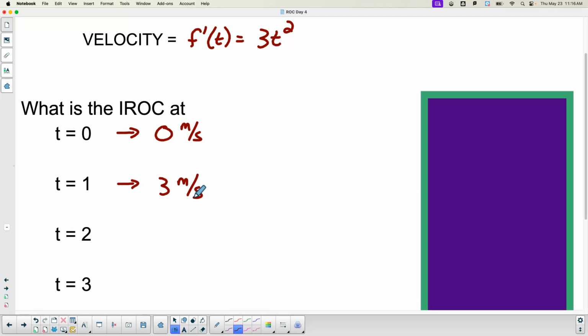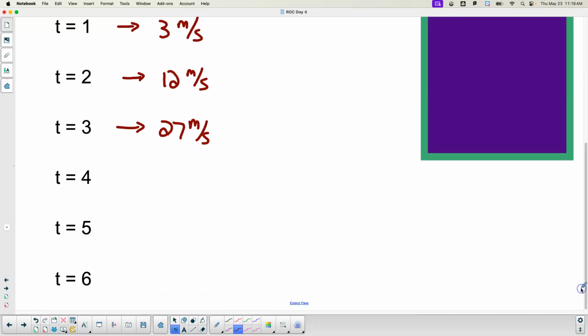At 2, 12 meters per second. At 3, 27 meters per second. At 4, 5, and 6: 48 meters per second, 75 meters per second, 108 meters per second. Do we all agree with those? Yes.